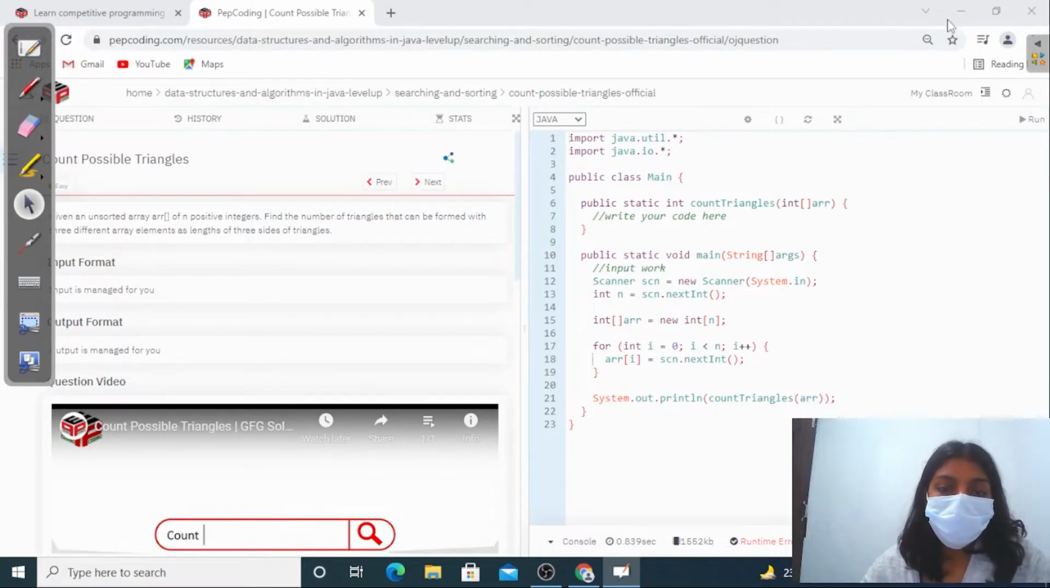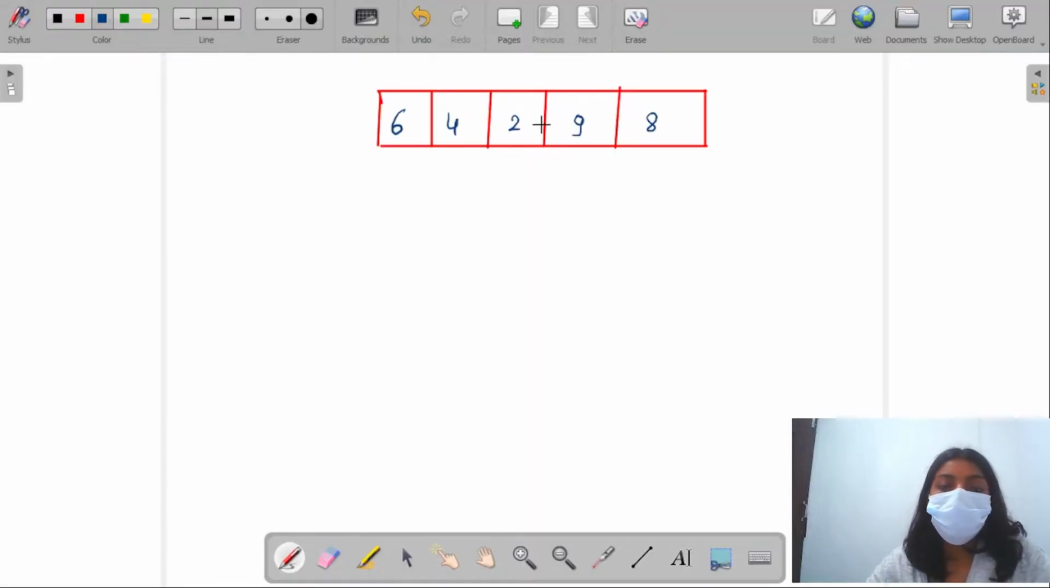In this video, we are going to discuss a new question of sorting and sorting series, that is count possible triangle. In this question, you will be given an unsorted array of n positive integers. Find the number of triangles that can be formed with three different array elements as lengths of three sides of a triangle. So basically, we'll be given an array and we have to consider the elements as the three sides of the triangle, check if it forms a triangle or not, and return the count of the triangles that we can form using these array elements.